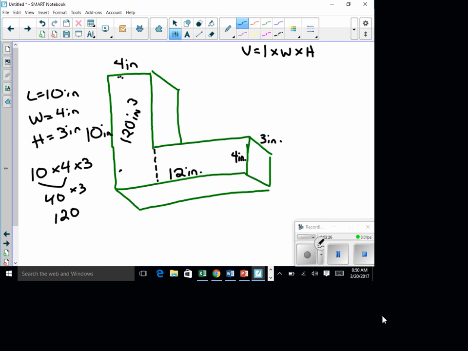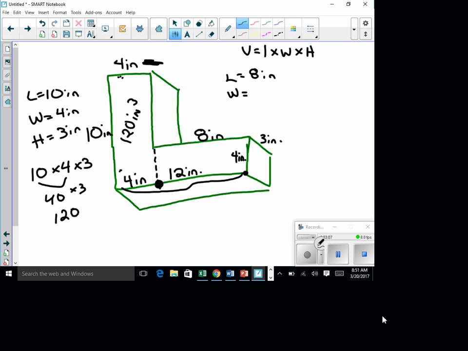Now I have to come over to the next one. Here's where a lot of students mess up. This whole length right here is 12, but I only want to know from right here to right here. So I have to go up to the top by this 4 and know that this little spot is 4 inches. The whole line is 12, so I subtract 4 from 12. So my line is 8 inches, and the length equals 8 inches.